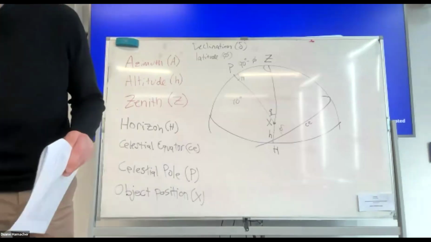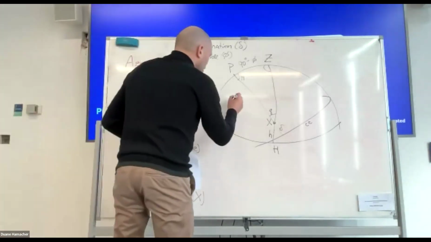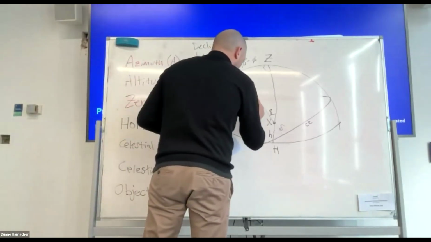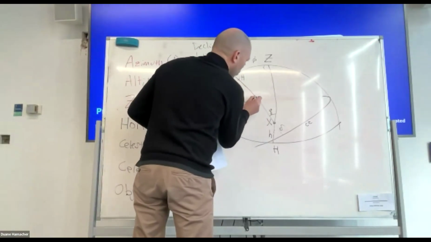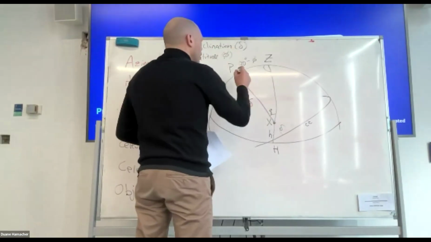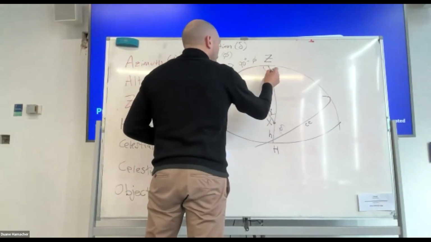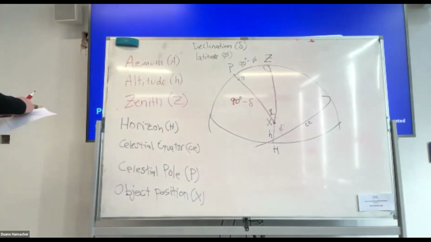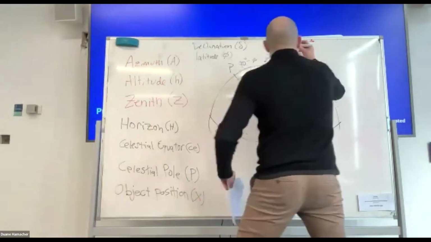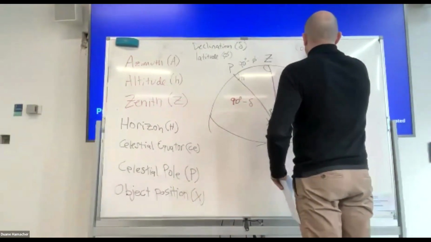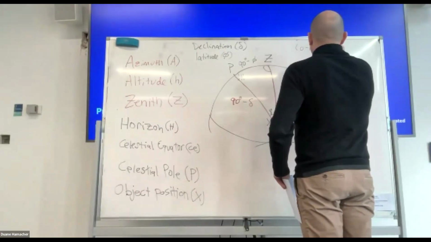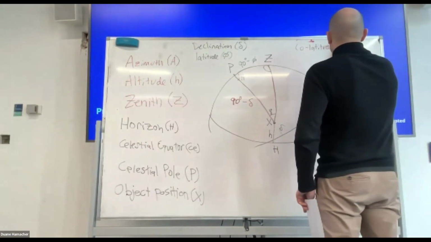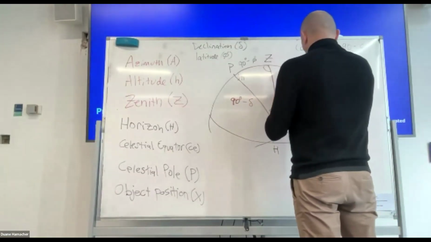I don't know if you can see the black very well. Use the red. 90 degrees minus our declination. That's going to be this line right here, down to this point. We've got this one, and we've got this one. So this is called our co-latitude, and that's our 90 minus phi. And then we've got our co-declination.